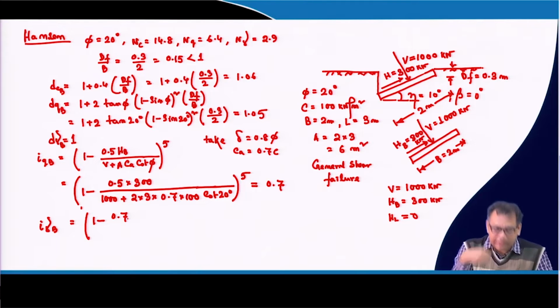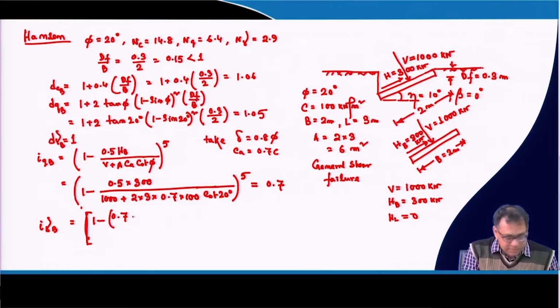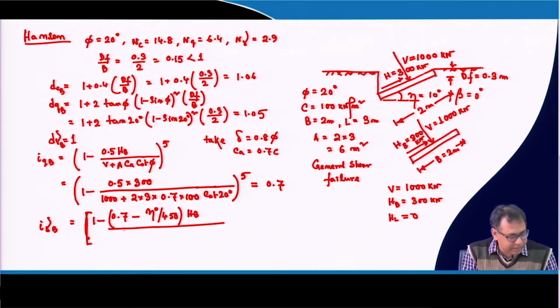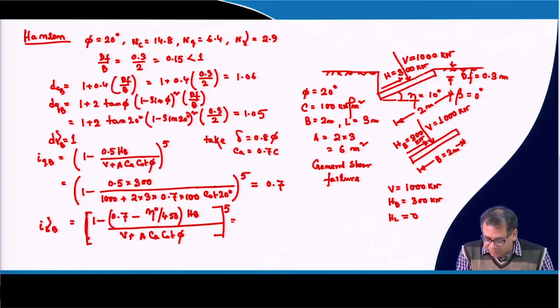So, I have to use the equation for when the foundation base is tilted. This is the third bracket, within the bracket 0.7 minus eta, where eta is in degrees, divided by 450, into Hb, divided by V plus A dash Ca cot phi, all to the power 5. Now if I put in these values, you will get this equation, which is given in the table.